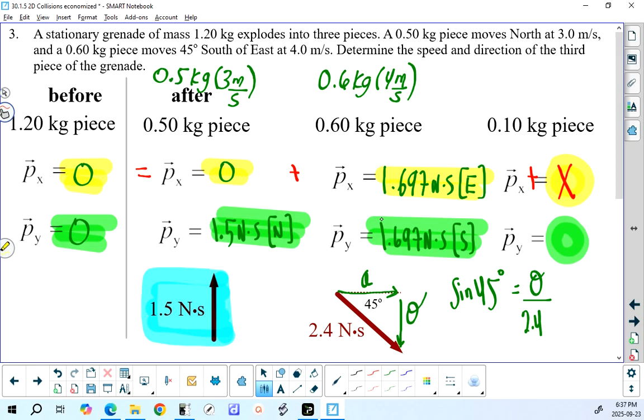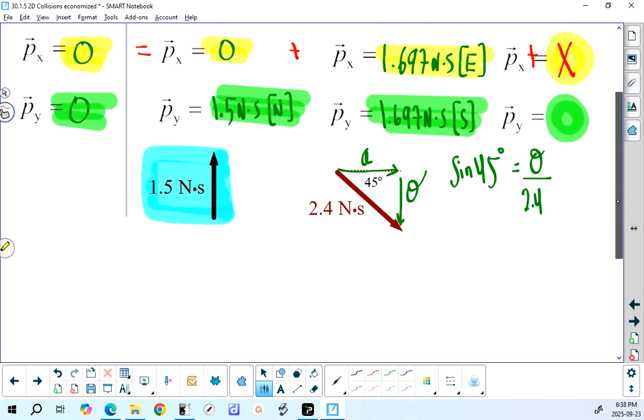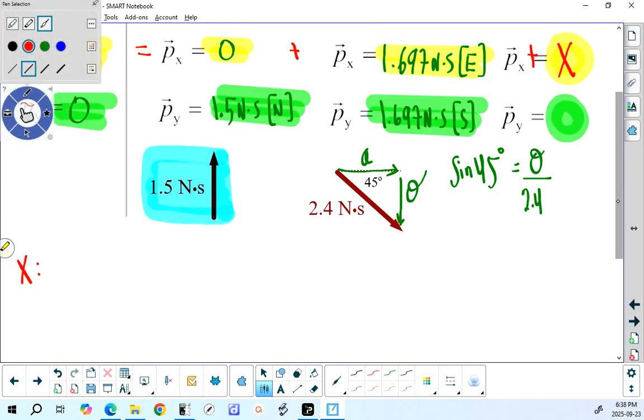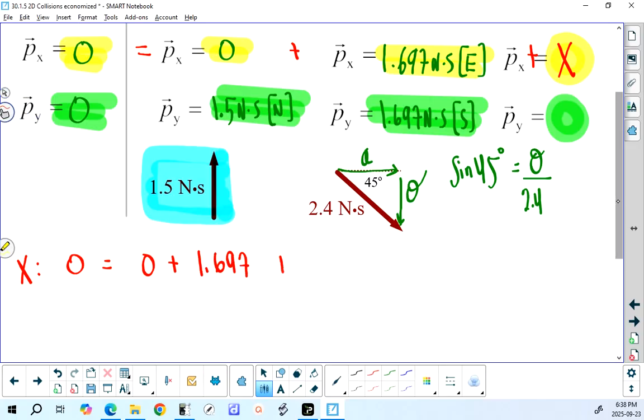Similarly, we have to add up the greens. So I want to be very careful when we write this out. Here's the x. We're going to have 0 before equals 0 plus 1.697 plus x. And that's going to lead us to x, which is, all we have to do is subtract 1.697 from both sides. And we get that for a horizontal component.